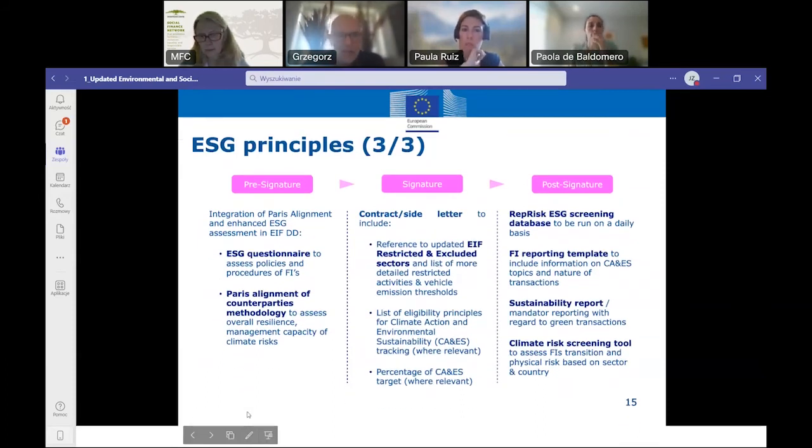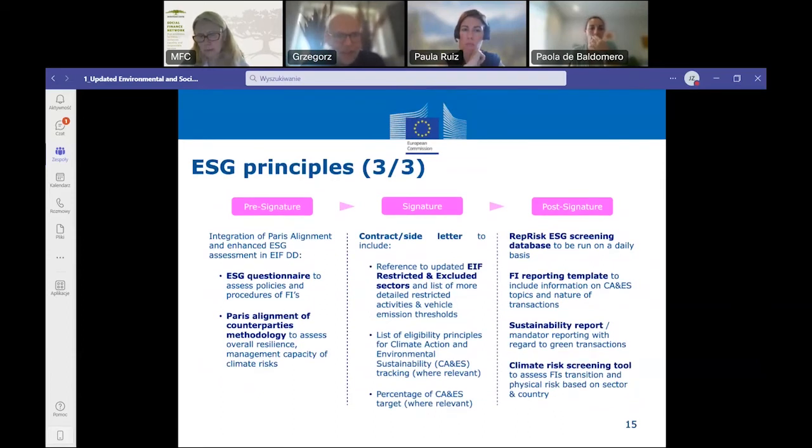Sorry, if, for instance, an institution in Romania or France is intending to sign a contract for guarantee instruments, what do the ESG principles mean to them? Just which of these things will they have to comply with in order to sign the agreement? It means that, taking into account all the elements that I've described, they are going to be included in the contracts. There is a proportionate approach with respect to the EIF restricted and excluded sectors, and the Paris alignment of counterparties does not take place. But for the rest, the rest is applicable.